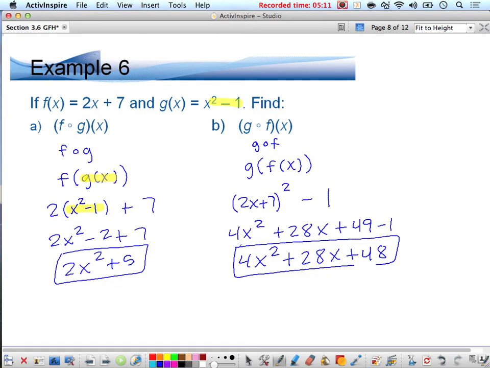So you can see the difference. They're not equal to the same thing. So be very, very careful that you do not get them backwards.